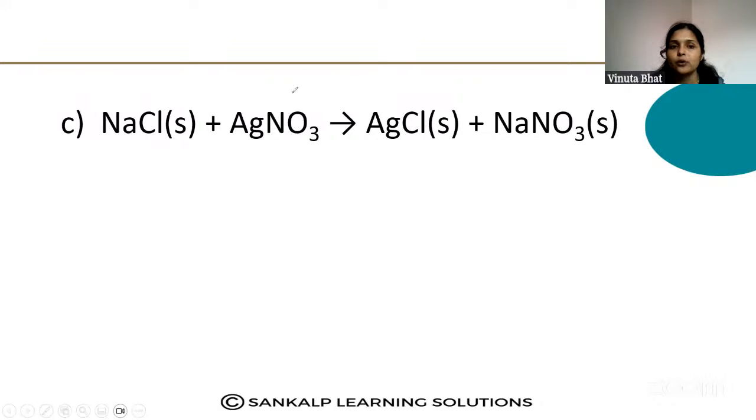Sodium chloride reacts with silver nitrate, and it forms silver chloride plus sodium nitrate. Try to balance this reaction. Sodium is the same, chlorine is also the same, silver is the same, and nitrate, NO3, N and O3, both are the same. So there is no need to balance this reaction. Already this reaction is balanced.